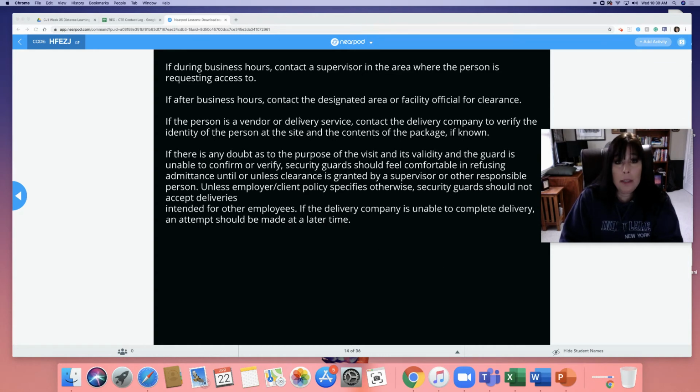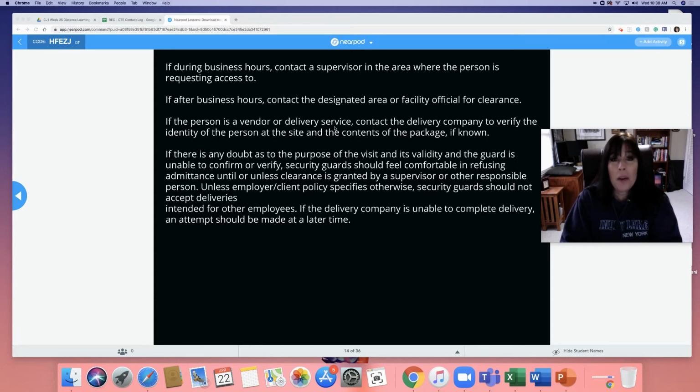If during business hours, contact a supervisor in the area where the person is requesting access to. If after business hours, contact the designated area or facility official for clearance. If the person is a vendor or delivery service, contact the delivery company to verify the identity of the person at the site and the contents of the package if known.